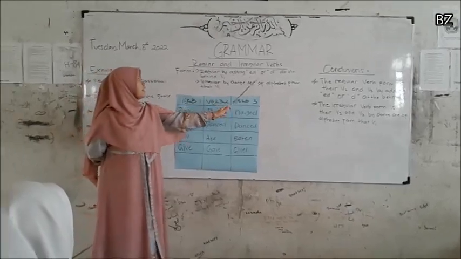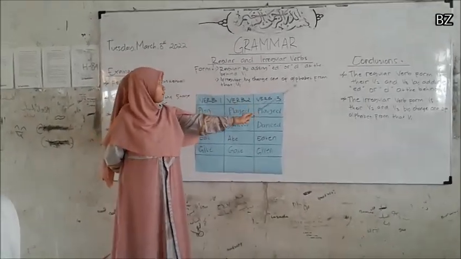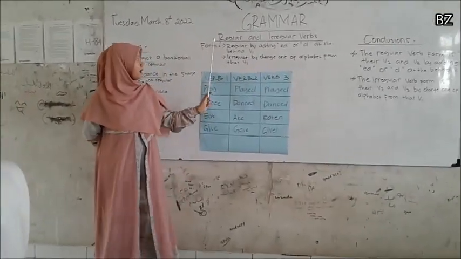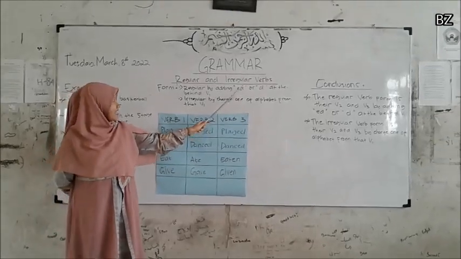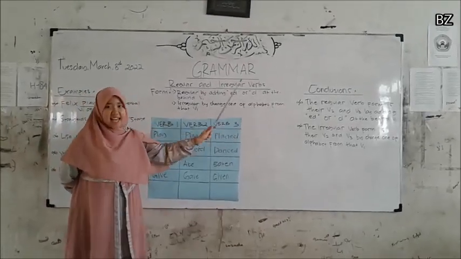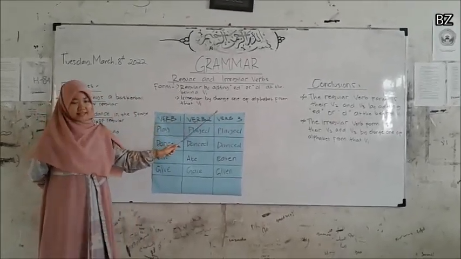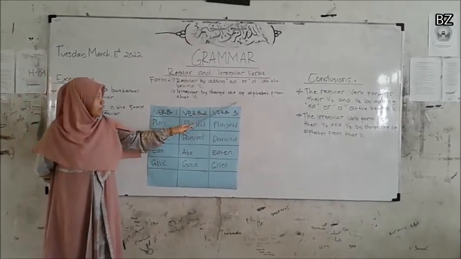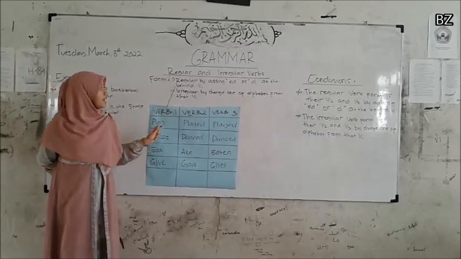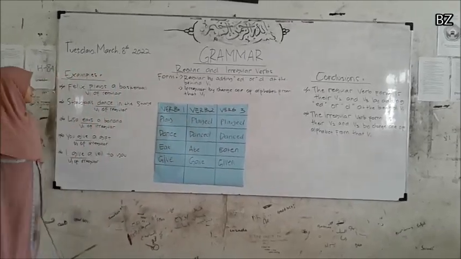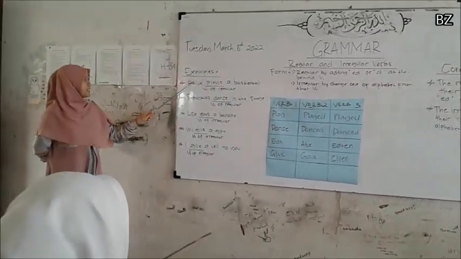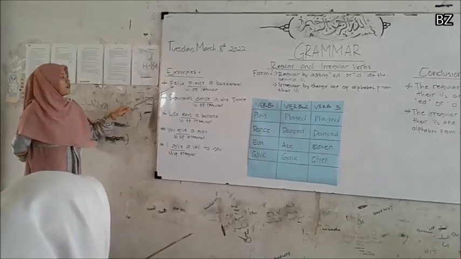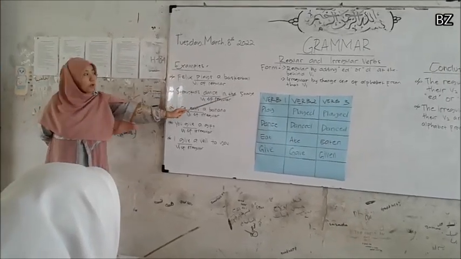Bismillahirrahmanirrahim. Grammar. Regular and irregular verbs. Form. Regular by adding ed or d at the behind verb 1. Irregular by change 1 of alphabet from that verb 1. Examples. The first example. Felix plays a basketball.